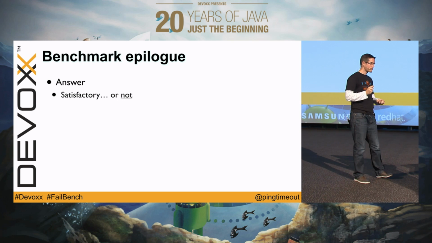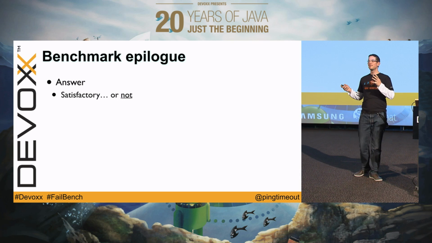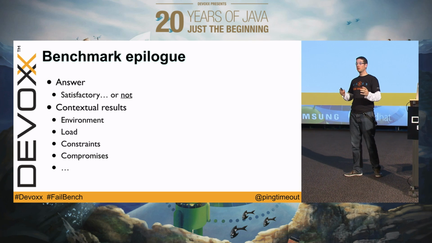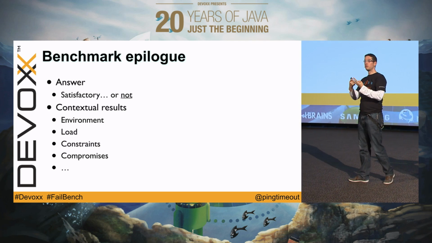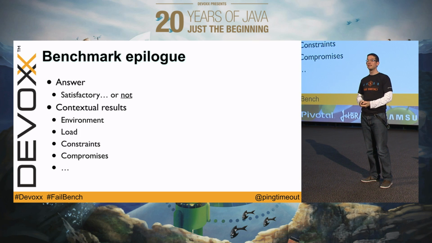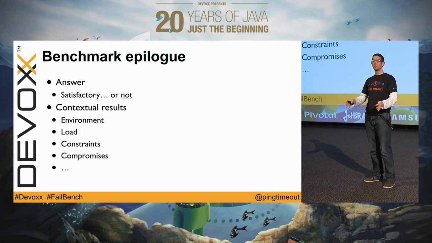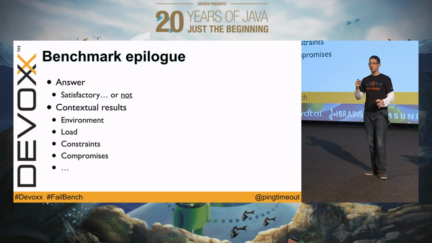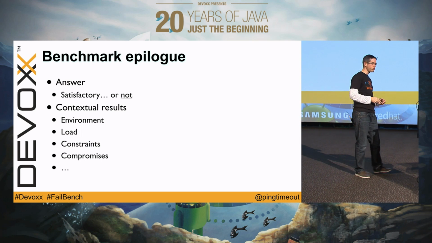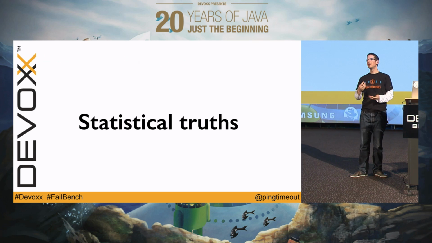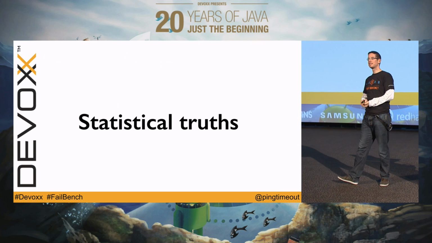But anyway, even though benchmarking is fun, please remember that the results are contextual. I told you, environment, load, requirements. Everything defines your context. You also have some compromises if some part of your infrastructure is completely fixed. Your results will be specific to that context, and we should never forget that. So, benchmarking is about statistics. So, let's see some statistical truth.